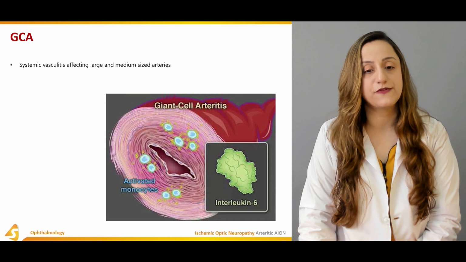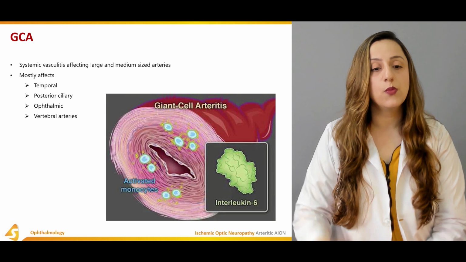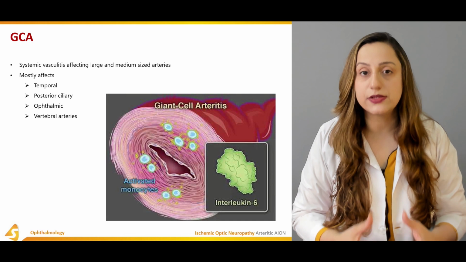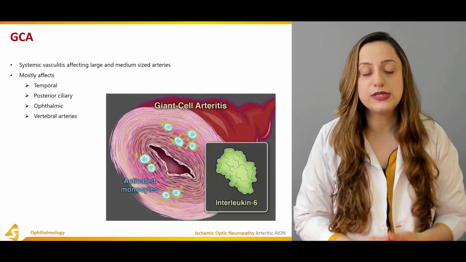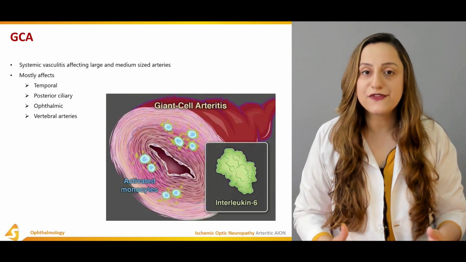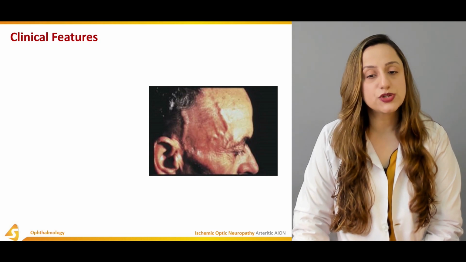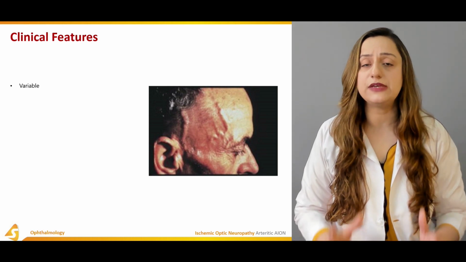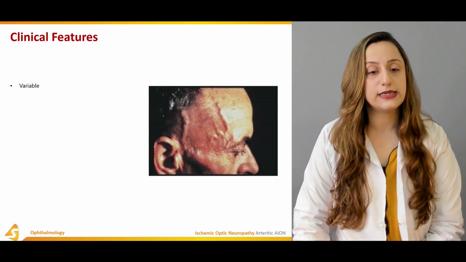It is a systemic vasculitis affecting mostly the large and medium-sized arteries. Mostly it affects the temporal arteries, or the posterior ciliary arteries. It can be the ophthalmic arteries or the vertebral arteries. So these are the arteries mostly affected in individuals with giant cell arteritis. The clinical features would vary depending on the arteries that are involved. The clinical features even vary from person to person, so we should not be too certain about it.